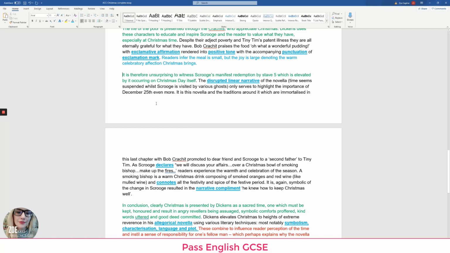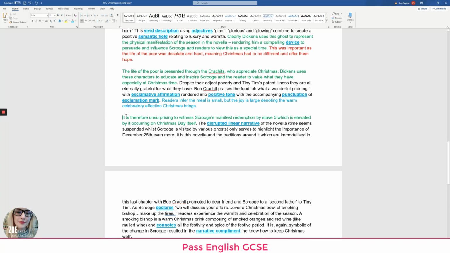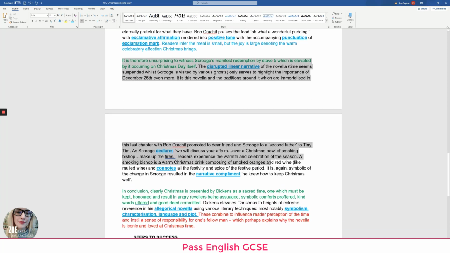So I don't want to spend too long, so I need to wrap this up. I've looked at stage 5, what's happened by the end because of Christmas. It is therefore unsurprising to witness Scrooge's manifest, that means extreme, redemption by stage 5, which is elevated, made more powerful, by it occurring on Christmas Day itself.